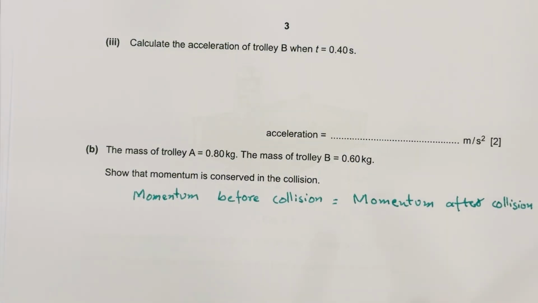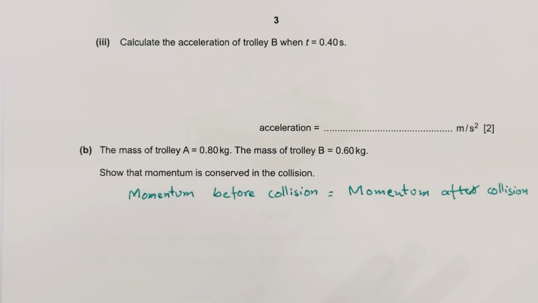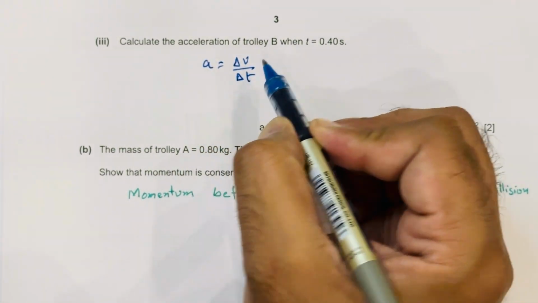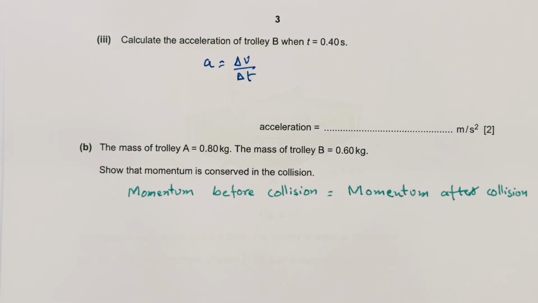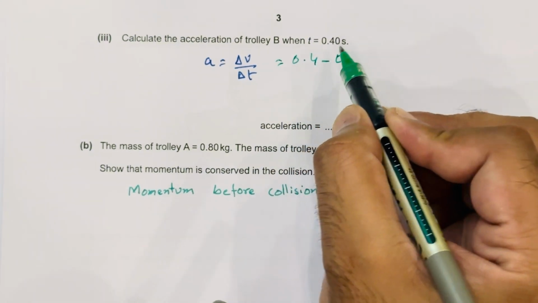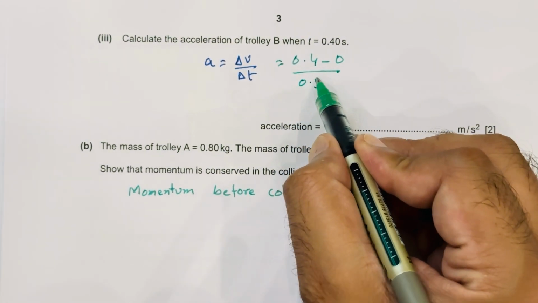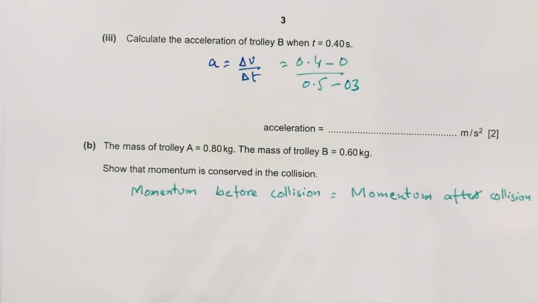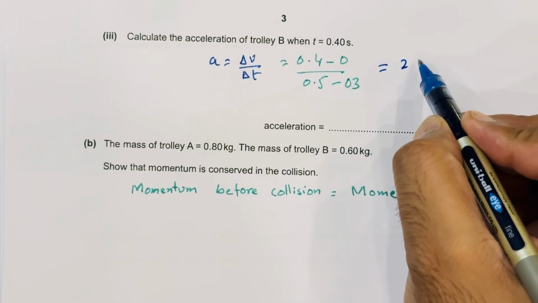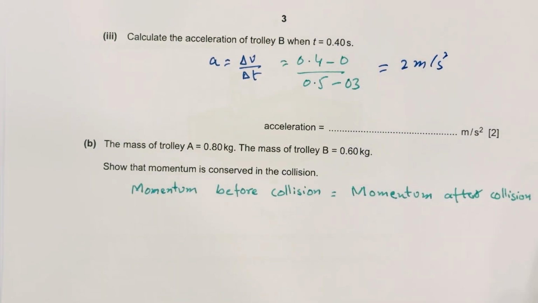The next part says: calculate the acceleration of trolley B when t is equal to 0.4 second. We need to calculate the acceleration. We know that the formula for acceleration is change in velocity over change in time. Acceleration is the rate of change of velocity. So delta v we're going to take as 0.4 minus 0, and the time interval is 0.5 minus 0.3. After subtracting, we would get our answer, 2 meters per second squared.